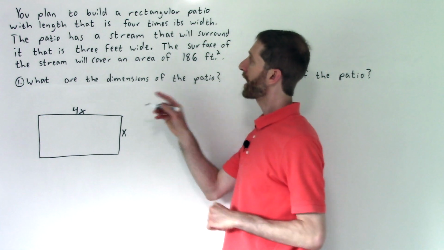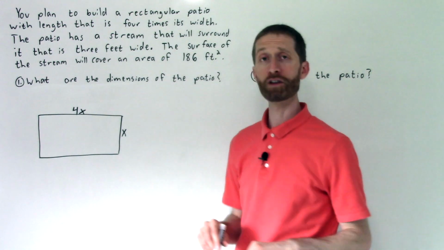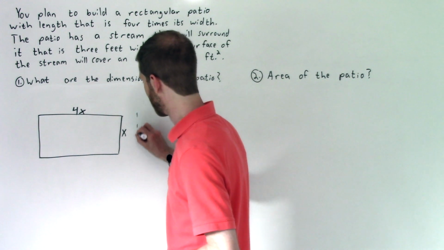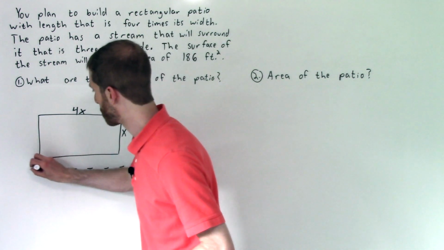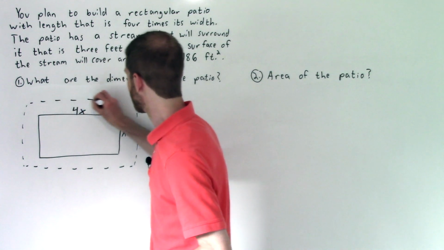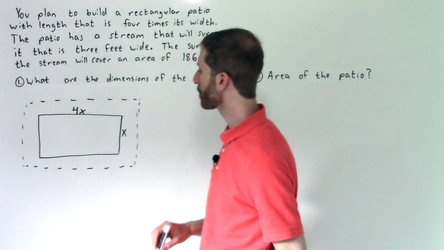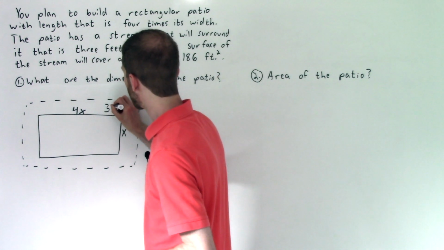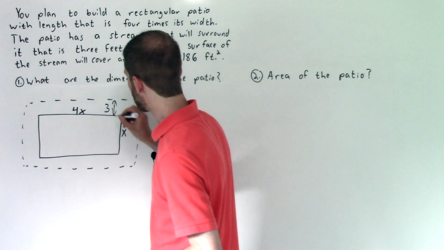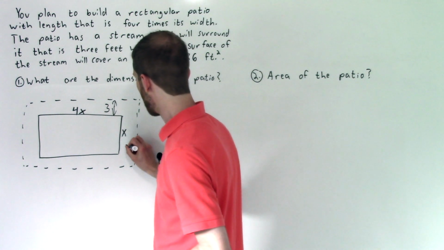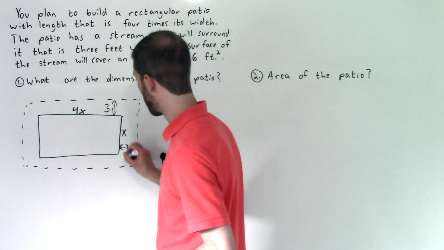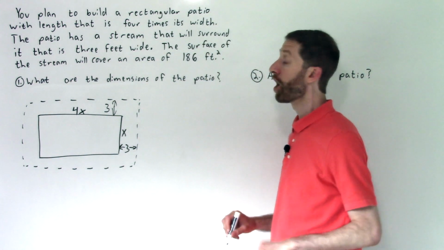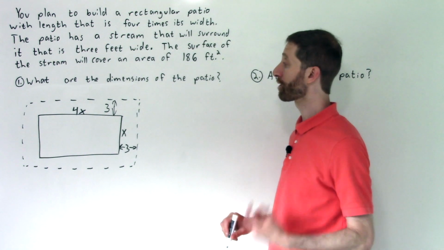Keep rolling. The patio has a stream that will surround it that is 3 feet wide. That's pretty cool. Maybe there's a bridge that goes onto the patio. So you've got a stream, and I'm going to put that stream with dots. It's going to make a rectangular stream all the way around it, and it's 3 feet wide. So no matter where we go, we will have 3 feet of width on both sides like that. So 3 feet there, 3 feet here, 3 feet all the way around. All right, sweet.